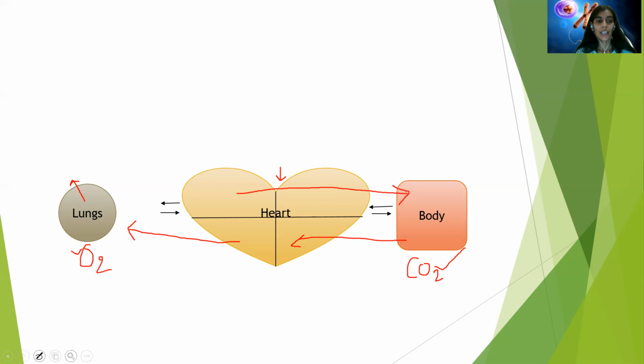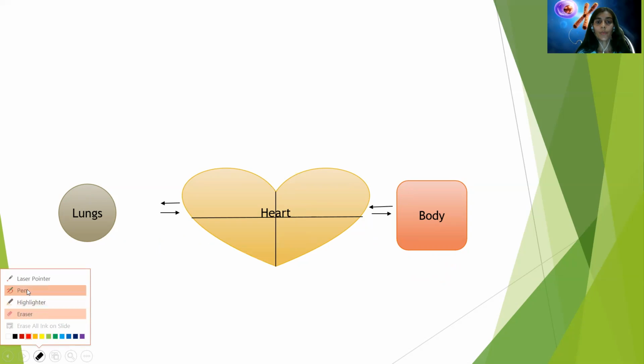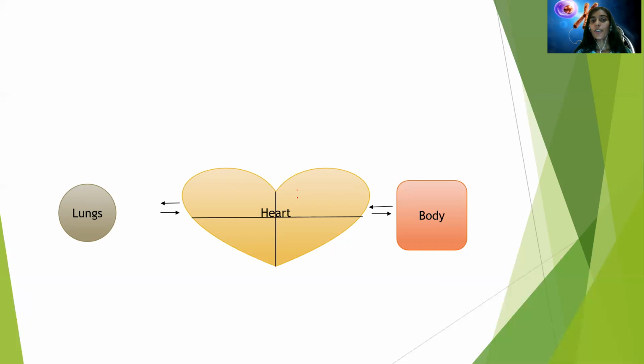Here you can see that the heart has four chambers: two upper chambers and two lower chambers, or we can say two right chambers and two left chambers. The upper chambers are called atria or auricle. The lower chambers are called ventricles. One more thing, this is the left side of the heart, so left auricle or left atrium and left ventricle. This is the right side of the heart, called the right atrium and right ventricle.